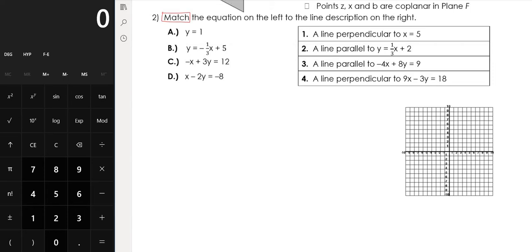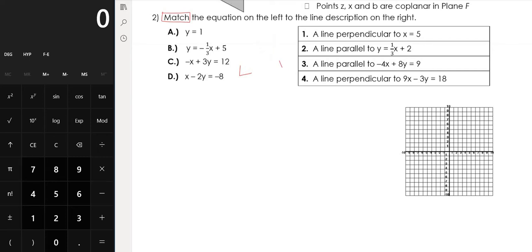All of these are equations for lines. The reason we know that is because we have both an x and a y in the equation. So we know that this is an equation for a line. Also, the x is to the first power. If it had x squared or something like that, then it wouldn't be a linear equation. It would be some other type of graph.